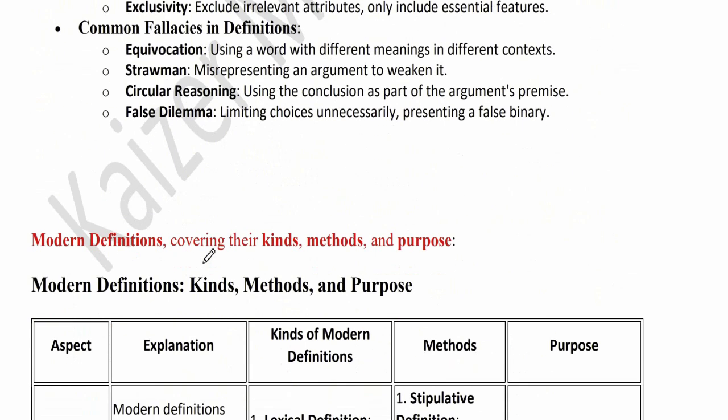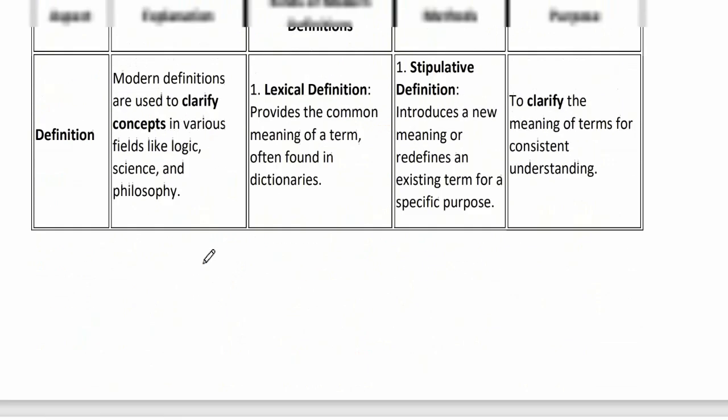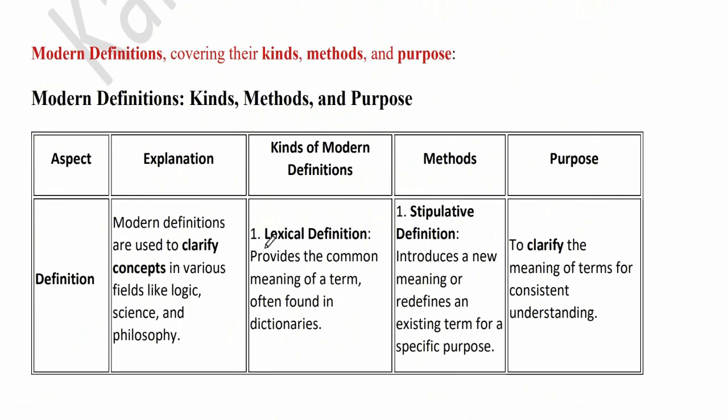Let's look at all the different kinds of definitions which are important. Okay, so these are the important definitions. Lexical definition and stipulative definition. So let's look at lexical definition. In short, it is basically the dictionary meaning of the term. And stipulative definition means we are introducing a new meaning or redefining an existing term for a specific purpose.